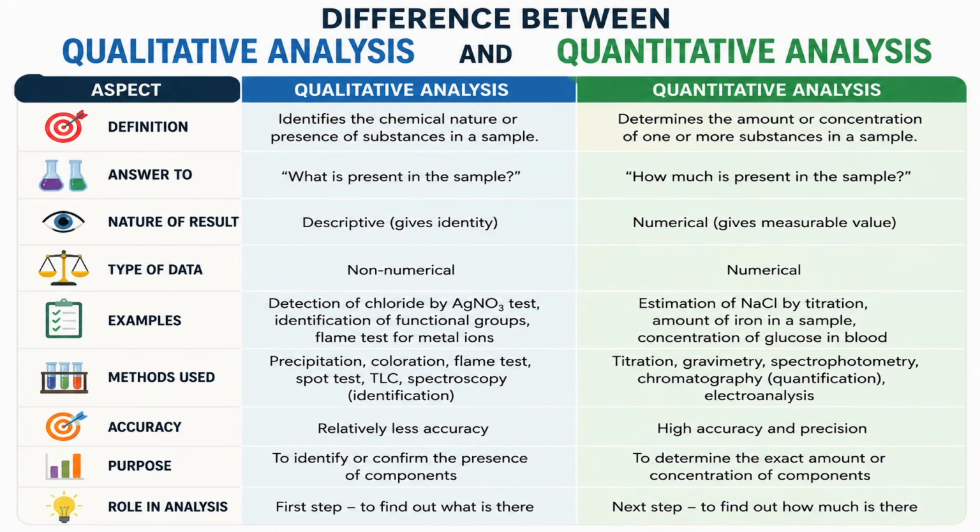The purpose of qualitative analysis is to identify and confirm the presence of compounds, and quantitative is to determine the exact amount and concentration of compounds. The role in analysis: qualitative is the first step to find out what is there. Next, quantitative analysis is the next step to find out how much is there in the sample analyzed.